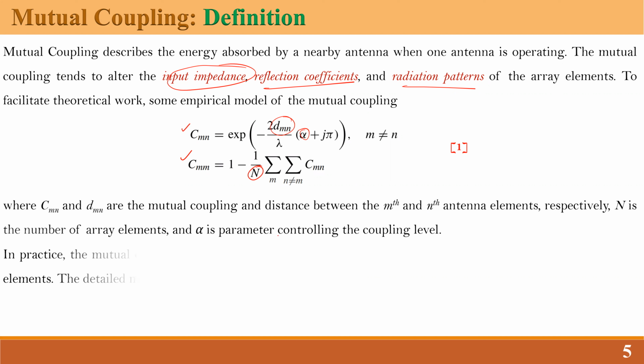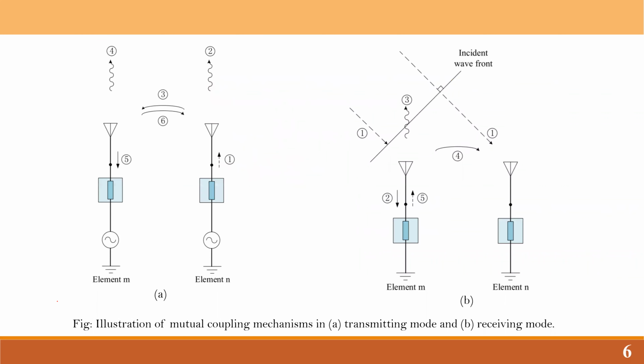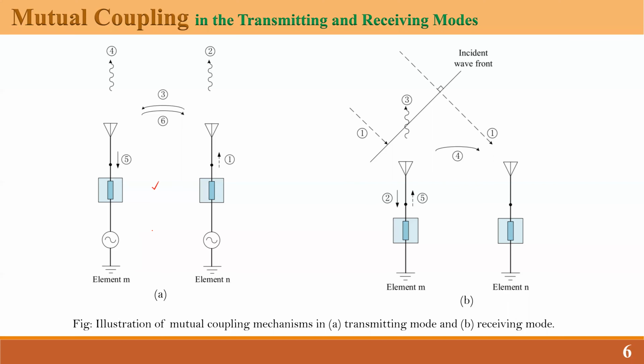Now, in practice, the mutual coupling depends not only on the array configuration, but also on the excitations of the other elements. That has already been discussed. Now, let me tell you the basic physics behind the mutual coupling. The leftmost figure gives you an idea about the transmitting mode, and the rightmost figure gives you an idea about the receiving mode. Let me talk about the transmitting mode first.